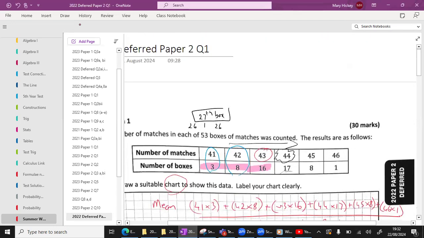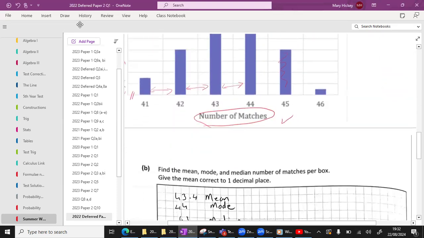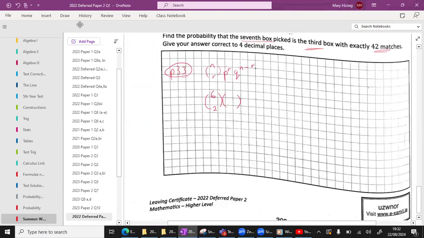So what is our favorable outcome? 42 matches is 8. So 8 out of 53. 8 out of 53 is what we call the favorable outcome. Now, if 8 out of 53 is the favorable outcome, then 45 over 53 is, I suppose, the undesired outcome. Now, what do I do?